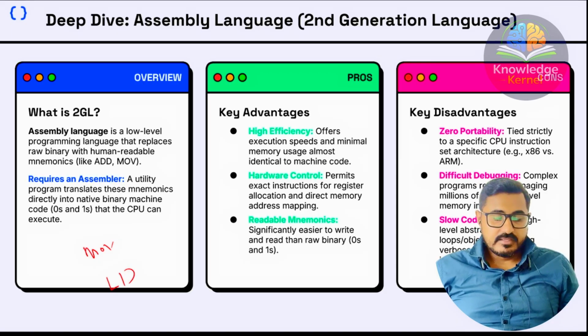Next, it is comparatively slow compared to the machine language. It is because in assembly language, instructions are written line by line, and there are no structures like loops or objects available, which we use in modern programming languages. So programs written in assembly language are comparatively slow, or we can say slow coding.